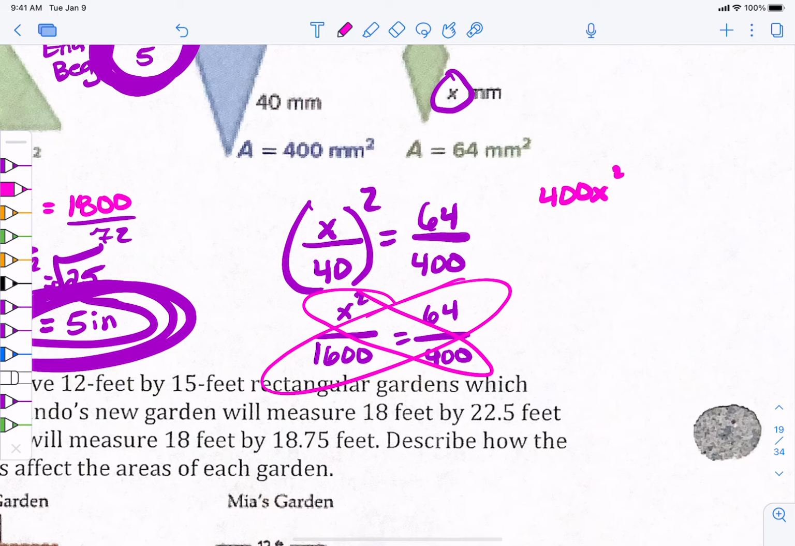Not funny anymore. All right, 64 times 1600. What is it? It's 102,400.